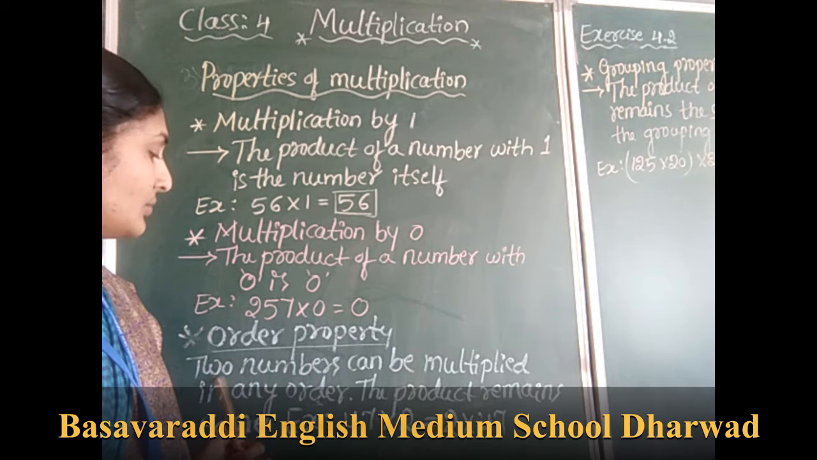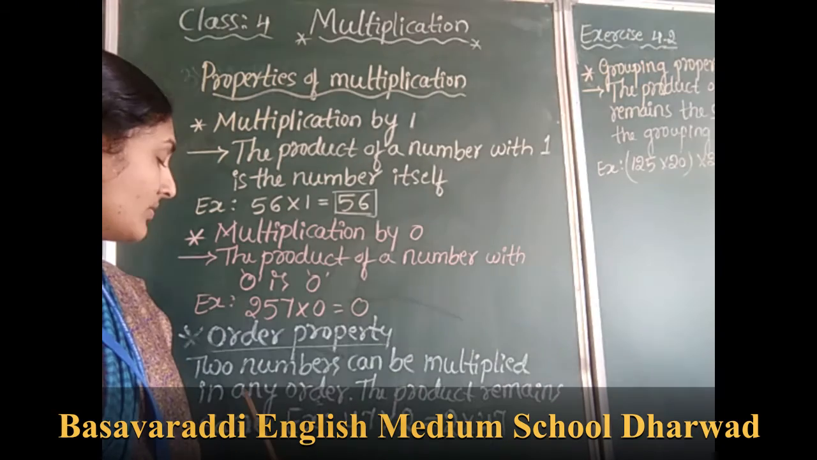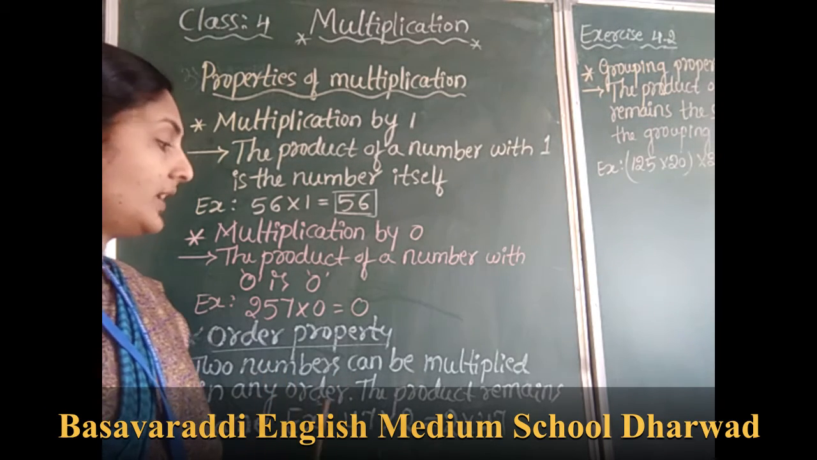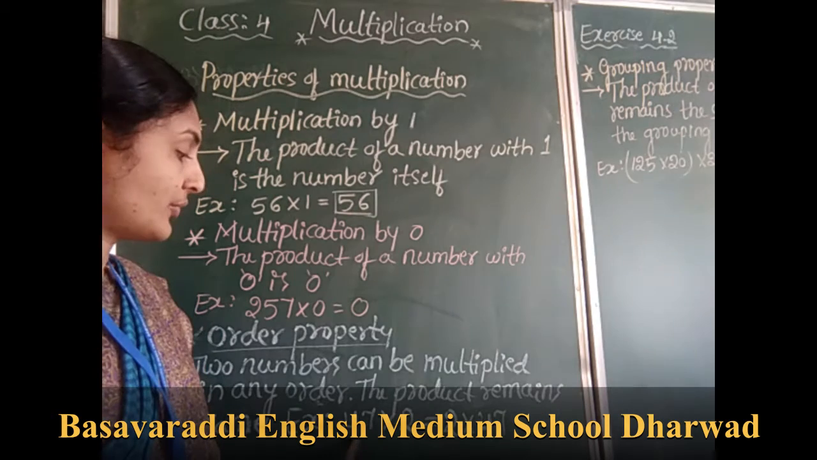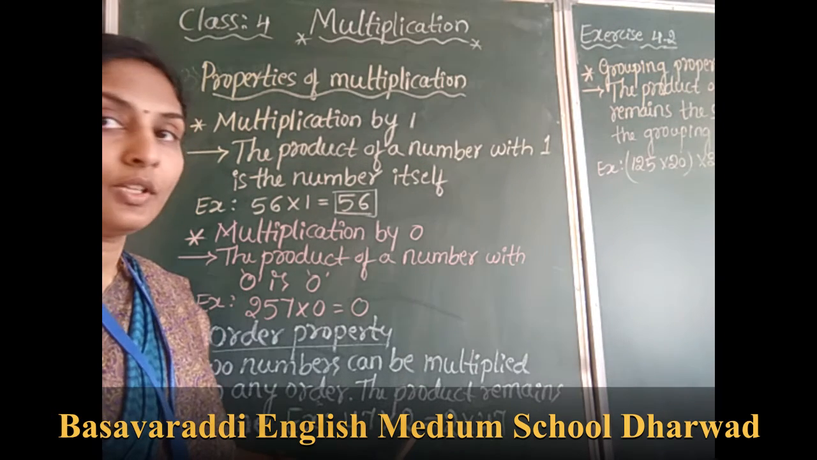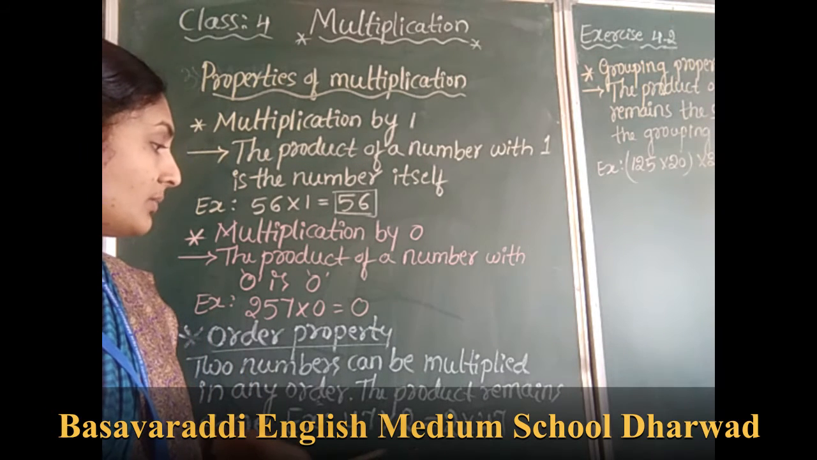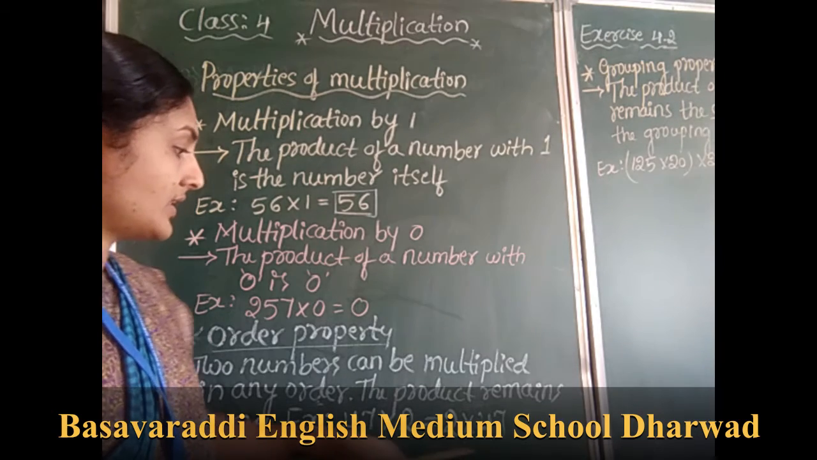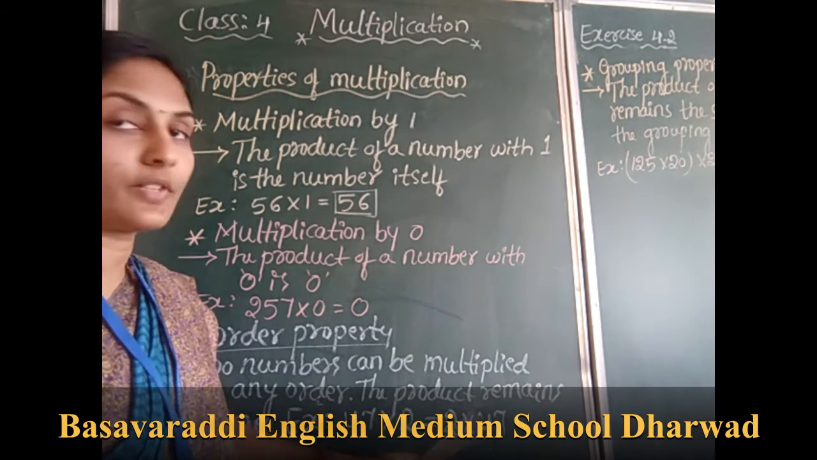The third property is the order property. That means two numbers can be multiplied in any order and the product remains the same. For example, 47 into 2 is equal to 2 into 47. The two numbers change places here. 47 into 2 is equal to 2 into 47.